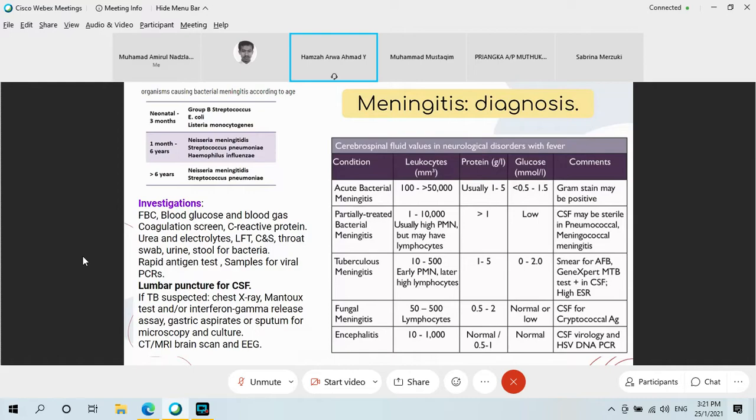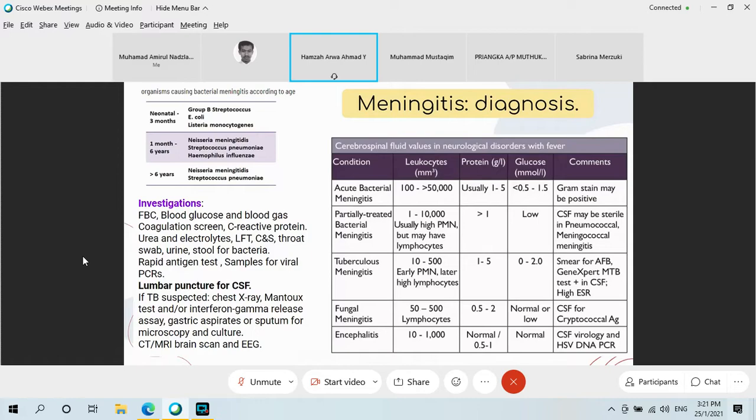So here are some investigations that you can do to diagnose a baby with meningitis. You can do a whole blood count, blood glucose, and C-reactive protein, but the most important thing that I would like to highlight is the lumbar puncture test for the cerebrospinal fluid. So you can look at this table. There are several conditions with bacterial meningitis. Let's take the first one, acute bacterial meningitis.